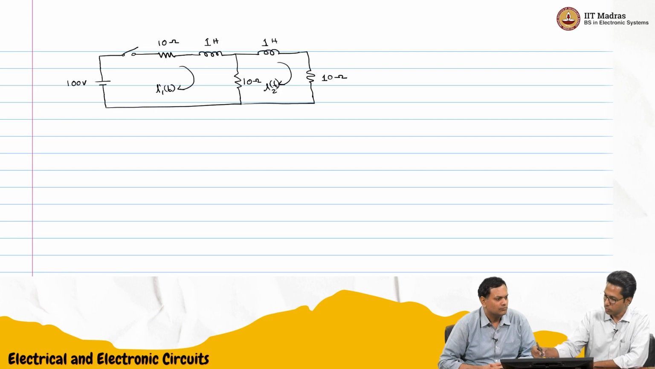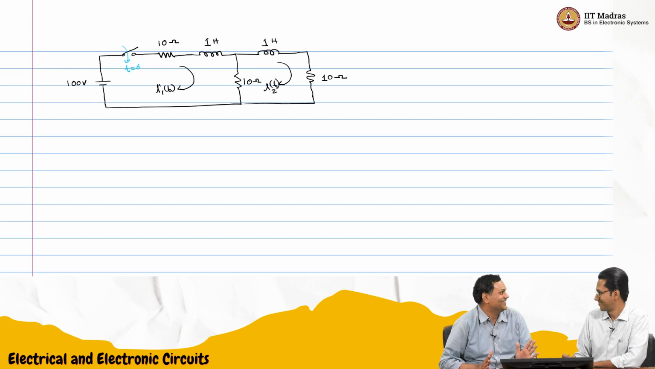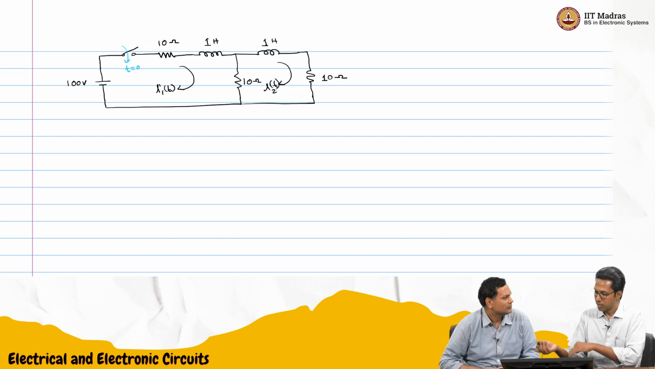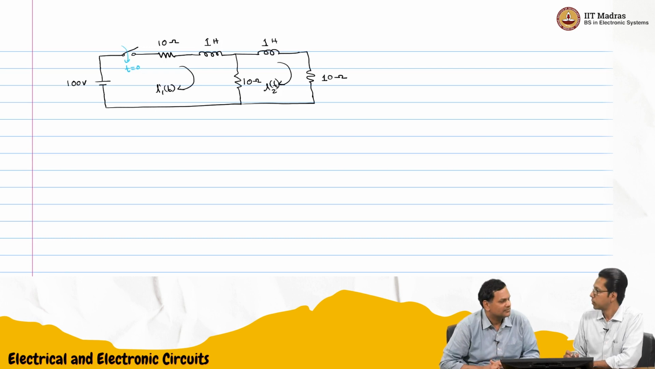Again, the switch is closing at t equal to 0, so there is no initial condition. That makes things easier. So we'll just represent it in the Laplace domain. The 100 volts in series with a switch will become 100 U of t, which is just 100 by S.